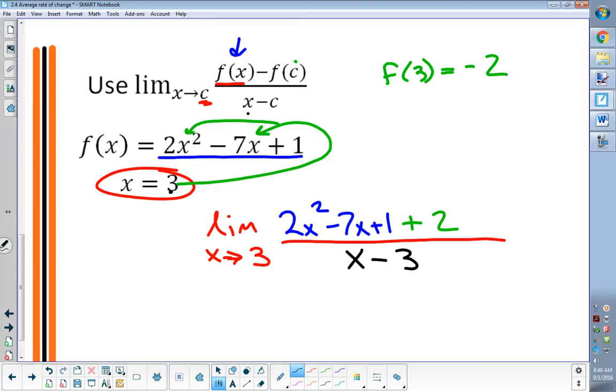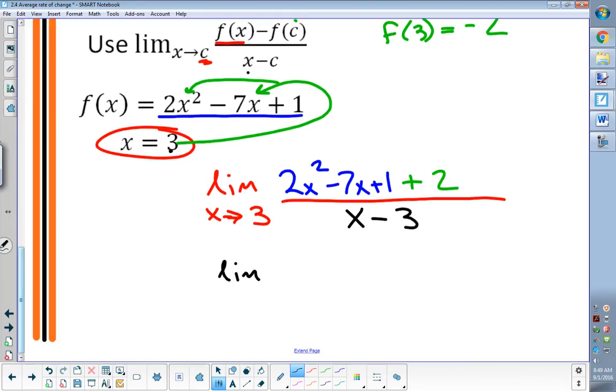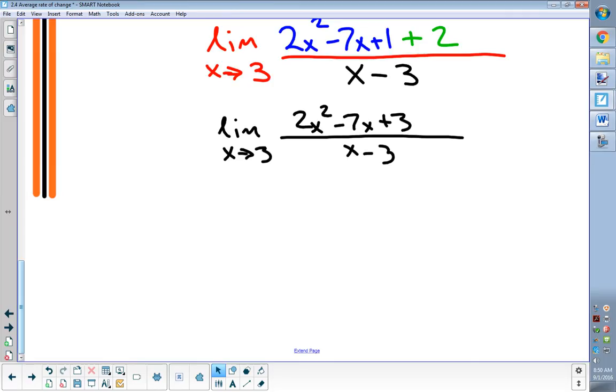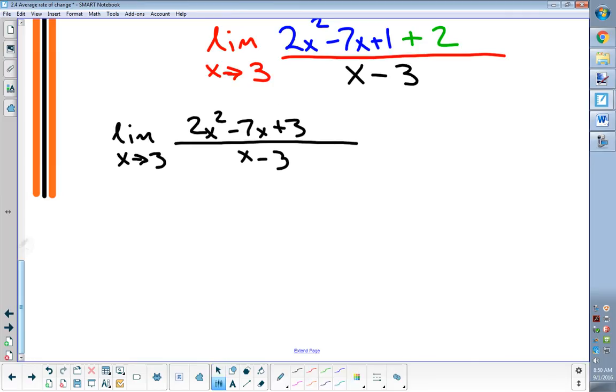There's that. Okay, if I simplified that, which I can, the limit as x approaches 3, on top it's 2x squared minus 7x plus 3 over x minus 3. Okay, that's simplified. When I factor here, okay, guess what happens when I plug in 3? You get 0 over 0. So we don't want 0 over 0. So we need to take this equation, we need to factor, cancel, and plug back in. Okay? Factor, cancel, and plug back in.